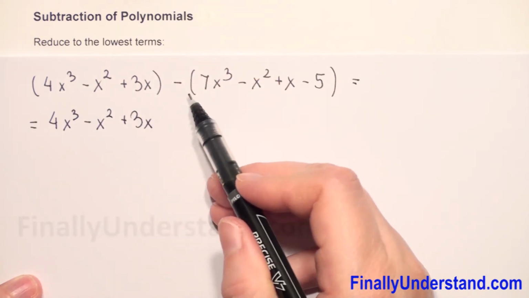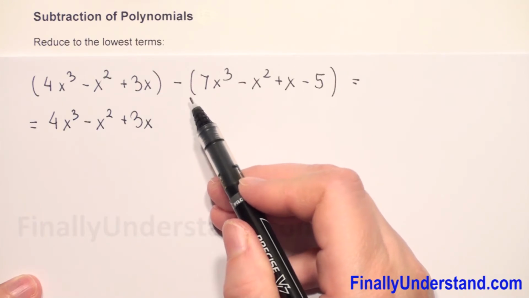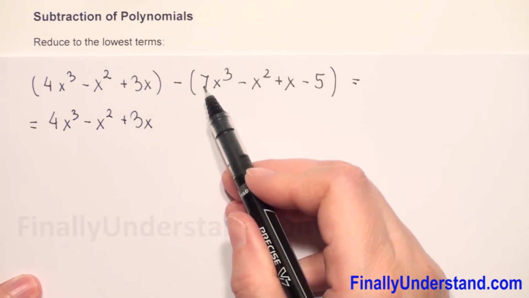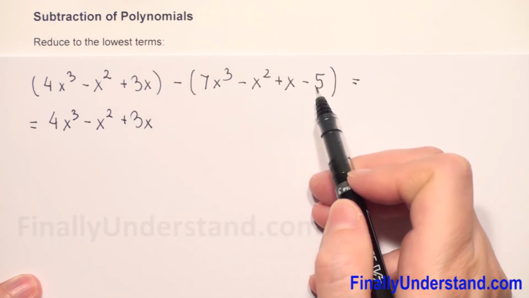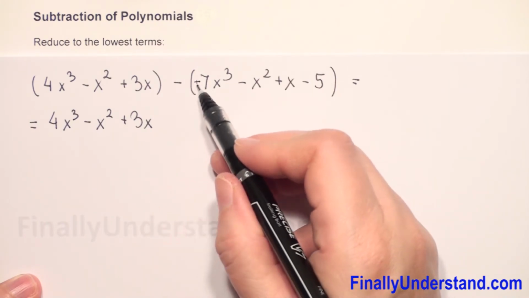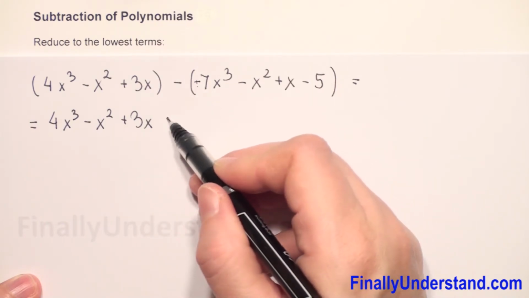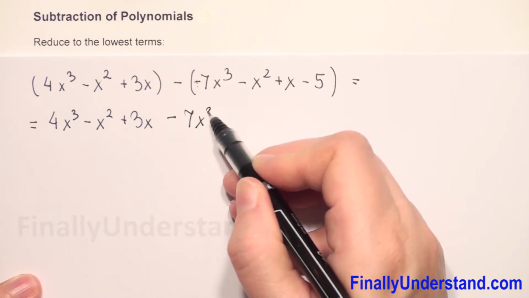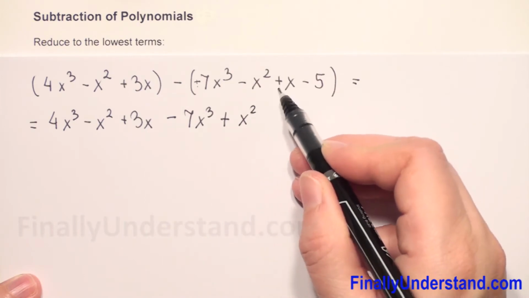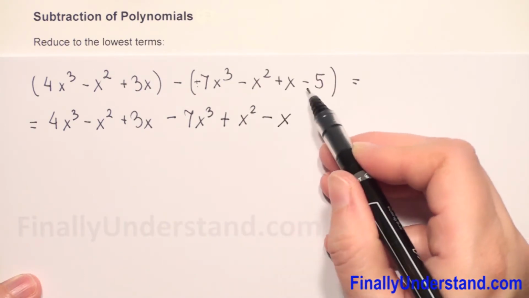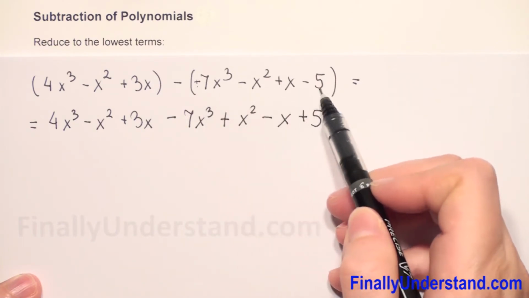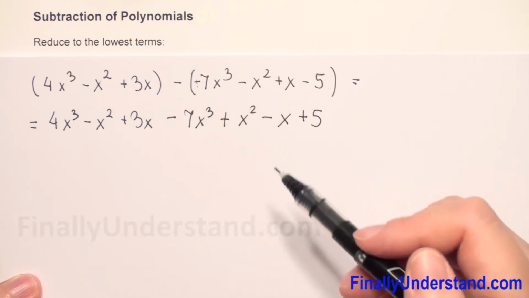Next, we have a negative sign before parentheses. When we have a negative sign before parentheses, we need to change the sign of every term in the parentheses. When we don't have a sign, it's always positive here. So positive 7x cubed will now be negative 7x cubed, negative x squared will now be positive x squared, positive x will now be negative x, and negative will be positive 5. Every term in parentheses we need to change the sign.